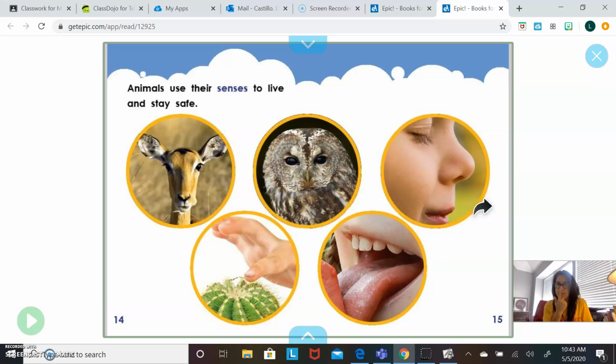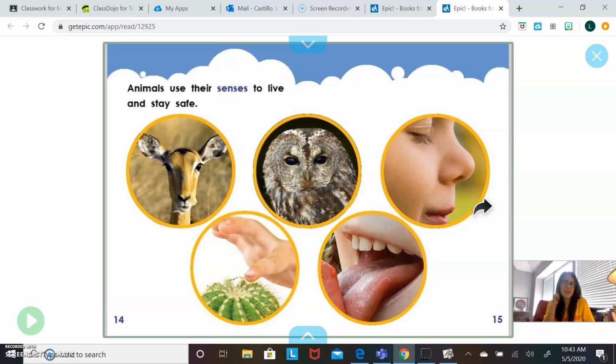What about our sense of smell? How might we use that to stay safe? Our sense of smell. So maybe, for example, if we're baking something in the kitchen and we smell something burning, we know, uh-oh, we need to go take care of that, don't we?